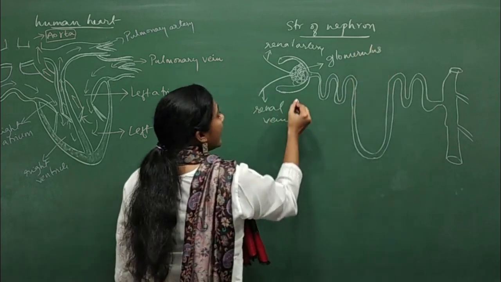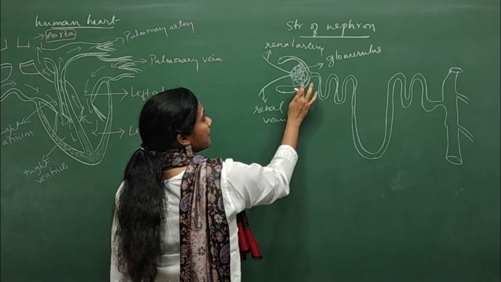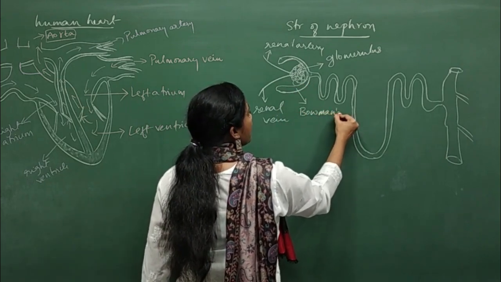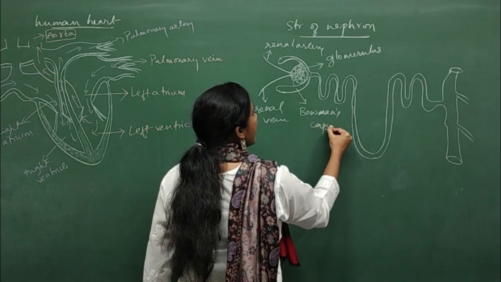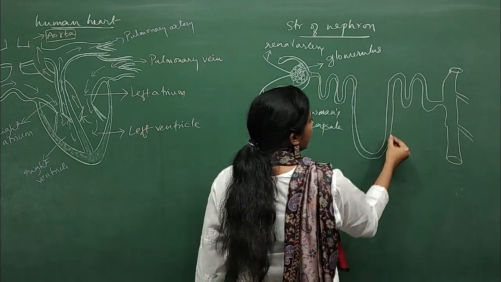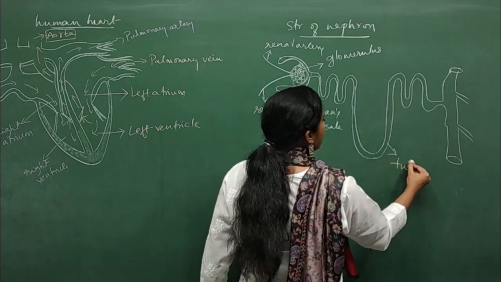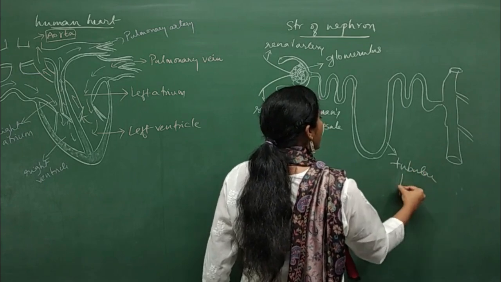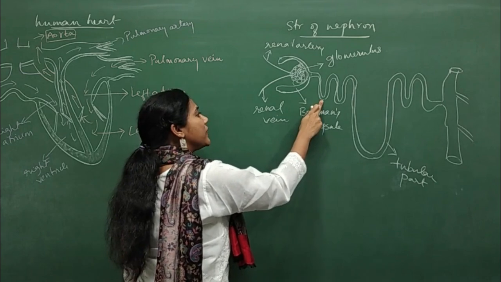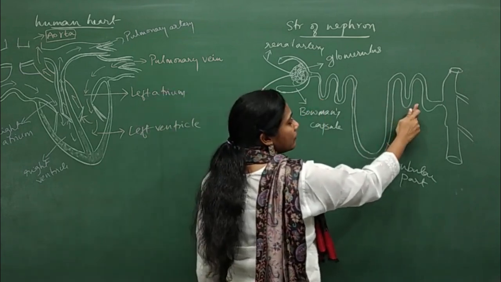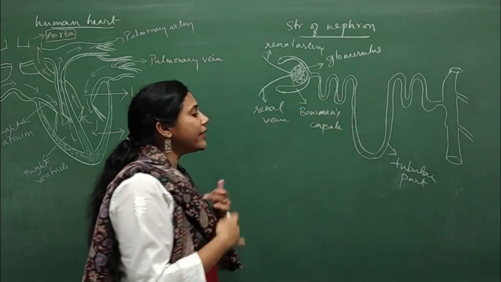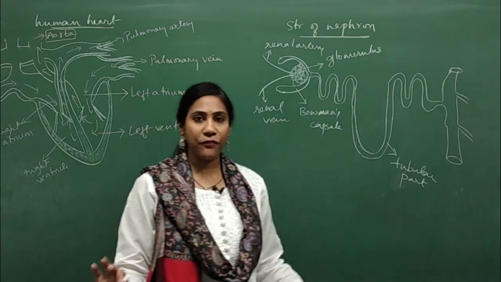Glomerulus. And this C-shaped structure is called Bowman's capsule. And these snaky curved structures are the tubular part. You can just mention it as tubular part. Actually, this is the proximal convoluted tubule, this is the distal convoluted tubule, and this is Henle's loop, but all together you can call it the tubular part of nephron.